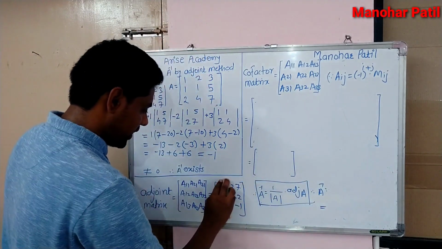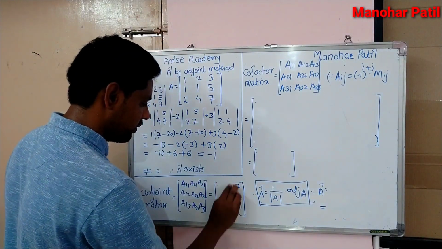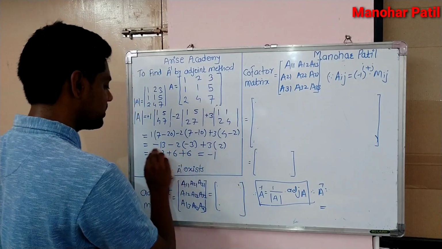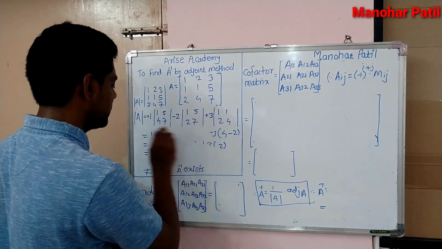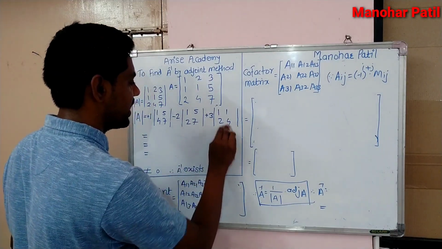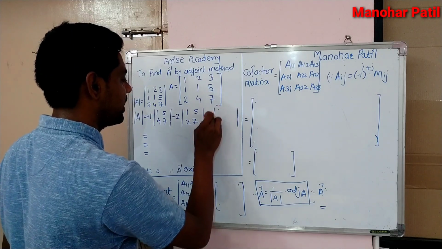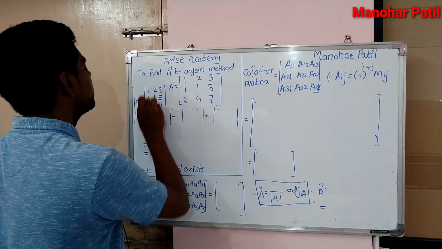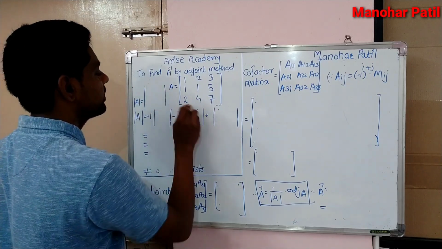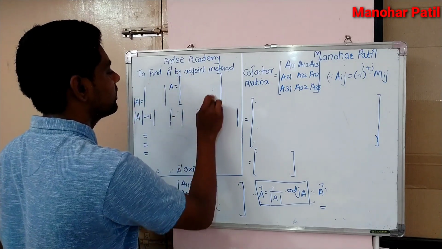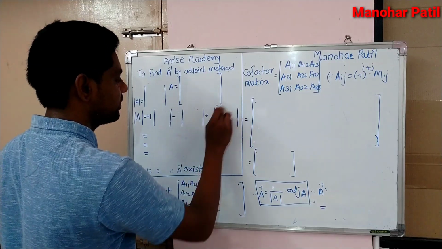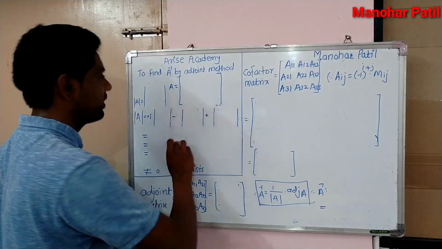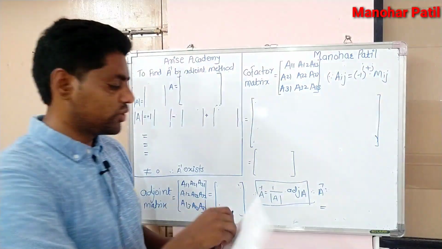Only 3 steps are very important. First step, you have to find the value of determinant. Second step, write down the cofactor matrix and find out the minor and then cofactor element of each matrices. Then find out the adjoint matrix. Then by using the formula you can find the value of A inverse by using the adjoint matrix.